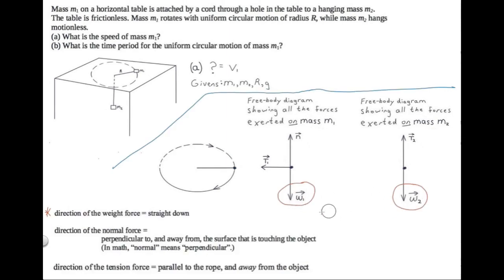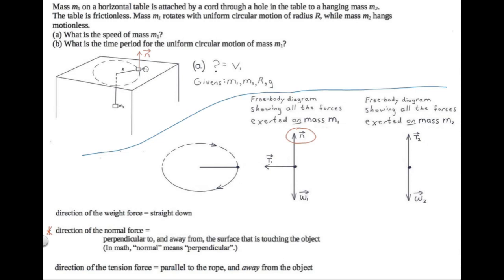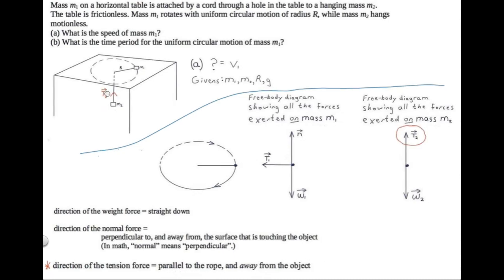Both weight forces point straight down. The normal force points perpendicular to and away from the surface that is touching the object. So the normal force exerted by the surface of the horizontal table on the object points perpendicular to and away from the surface of the table. So in this case, the normal force points straight up. The tension force points parallel to the cord and away from the object. So the tension force exerted by the cord on object 2 points up.